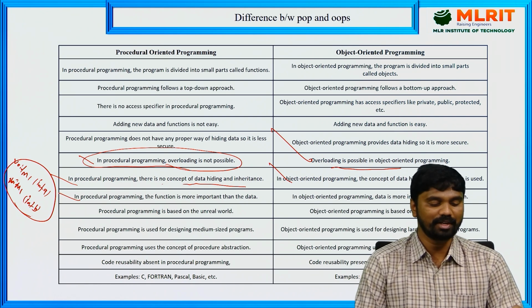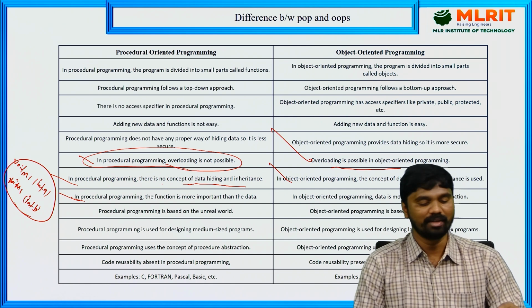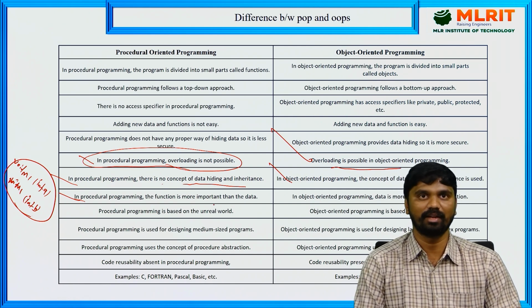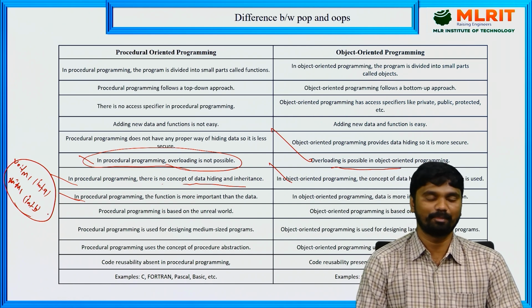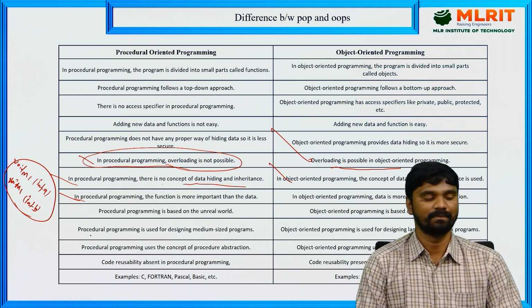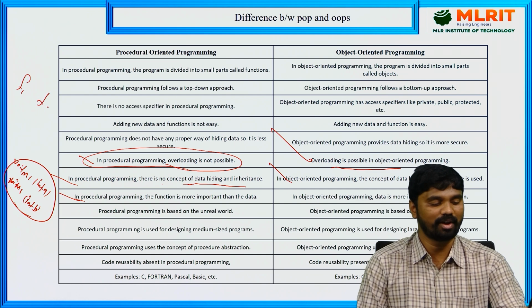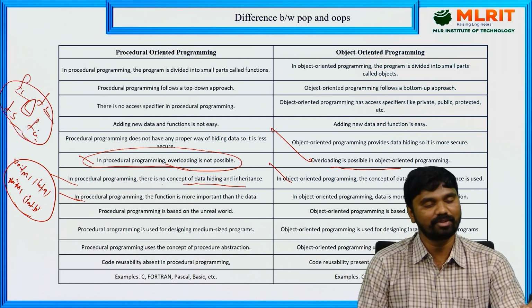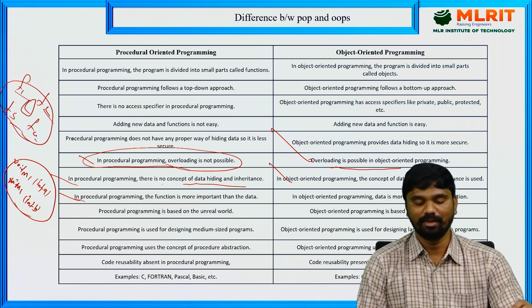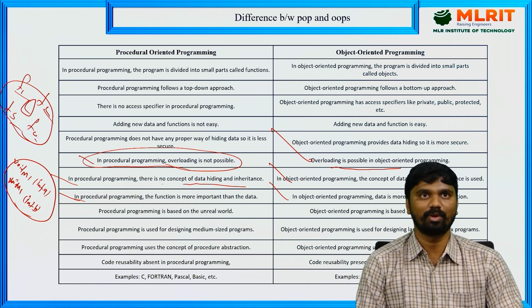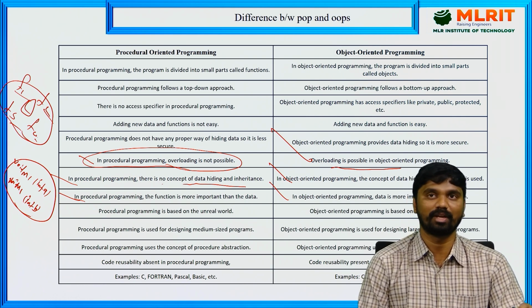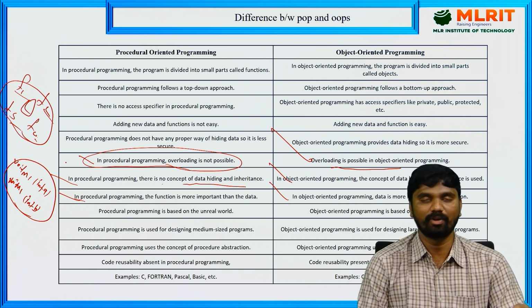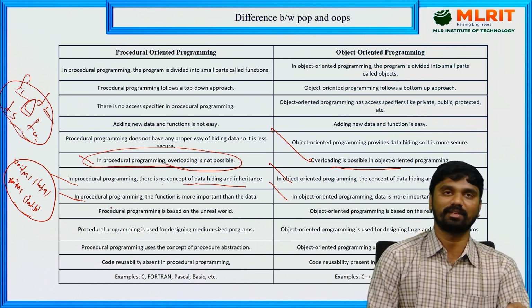In procedure oriented programming, the function is more important than the data. Yes, in procedure oriented programming language, they give the priority to the functions but not the data. All the functions have one global memory. But in object oriented programming language, they give the priority to the data, more than the methods or functions.